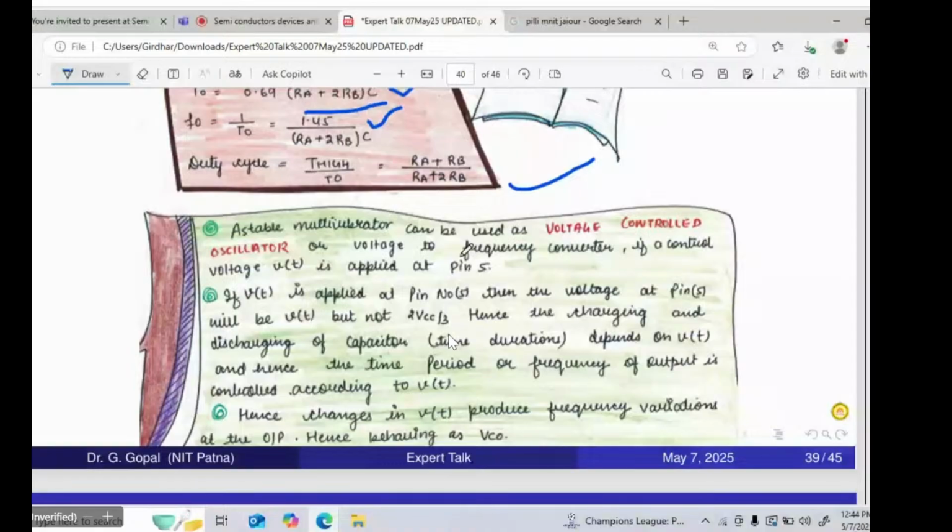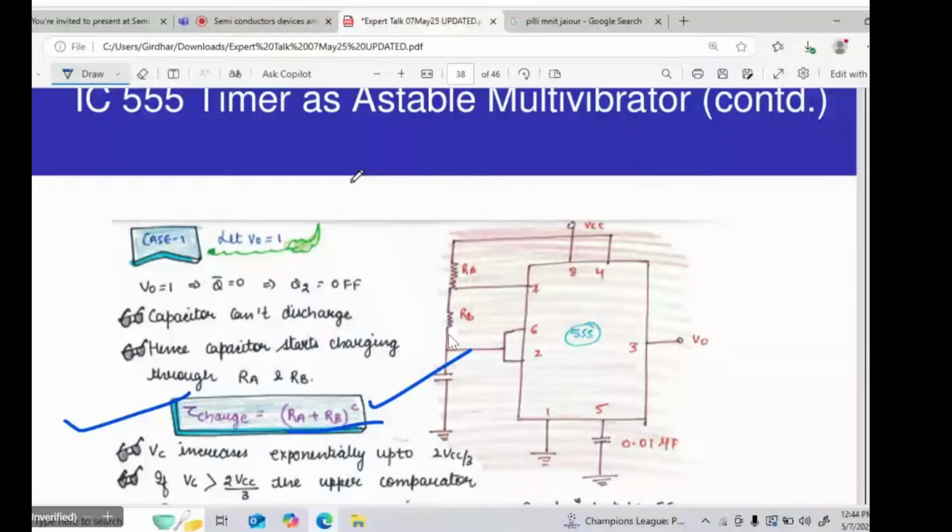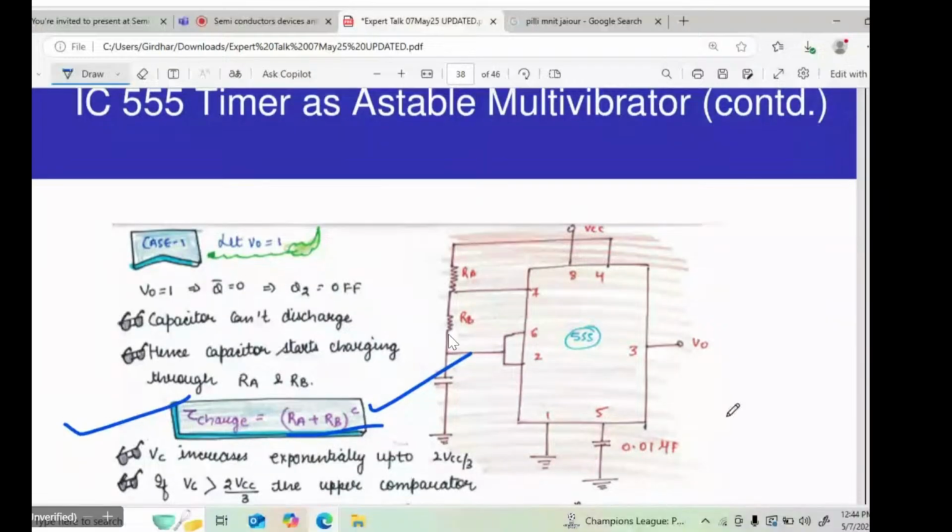Can we use an astable multivibrator as a voltage controlled oscillator? Yes, we can use the astable multivibrator as a voltage controlled oscillator. If a control input VT is applied at pin number 5, with the capacitor given here, then you can generate a sinusoidal wave. You can also generate a sinusoidal wave.